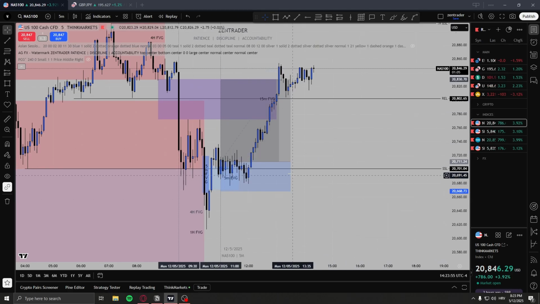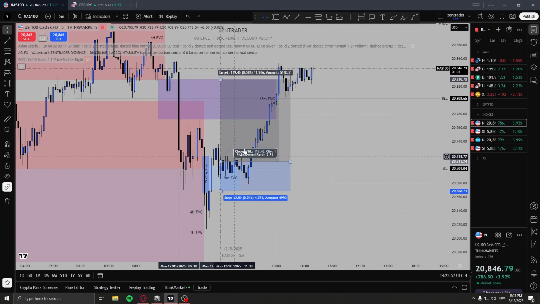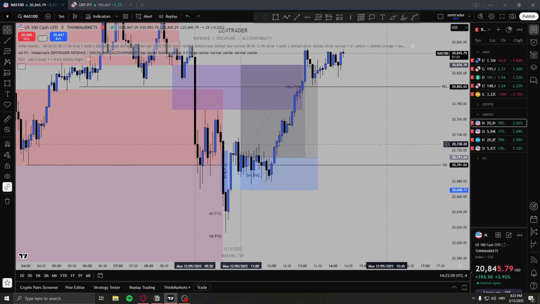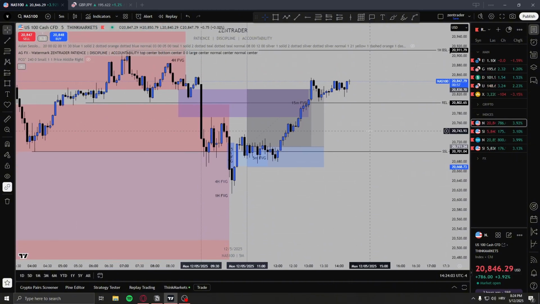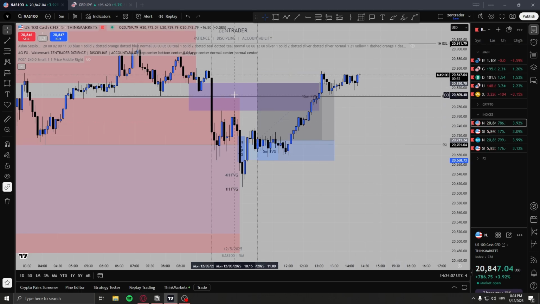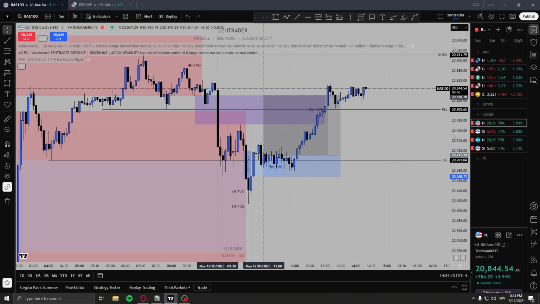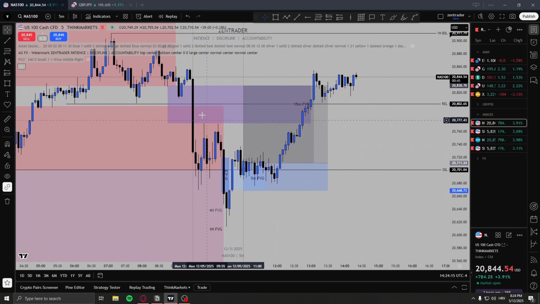But let me explain why I missed the setup. I mean the setup I missed, that I was supposed to take. So as you know, my strategy consists of bias being correct, sweep of liquidity, some confirmation, the 5-minute retrace on the 5-minute, and then the 1-minute confirmation entry. I got all of that here. As you can see, we push down, we sweep liquidity, we should have waited here for a confirmation, the 5-minute confirmation.